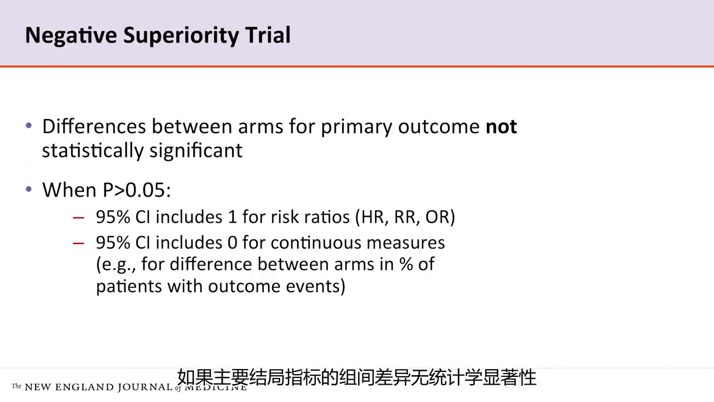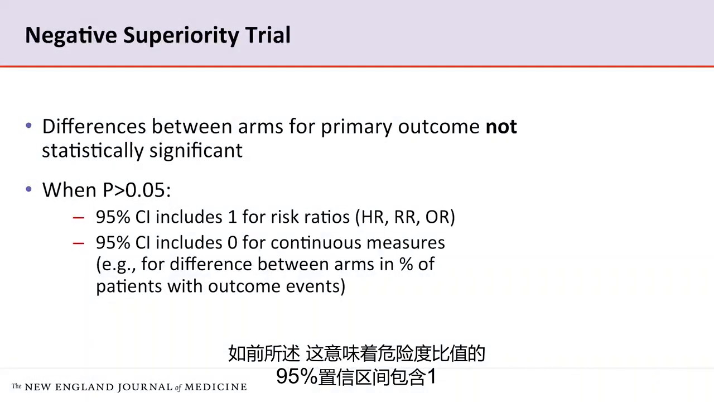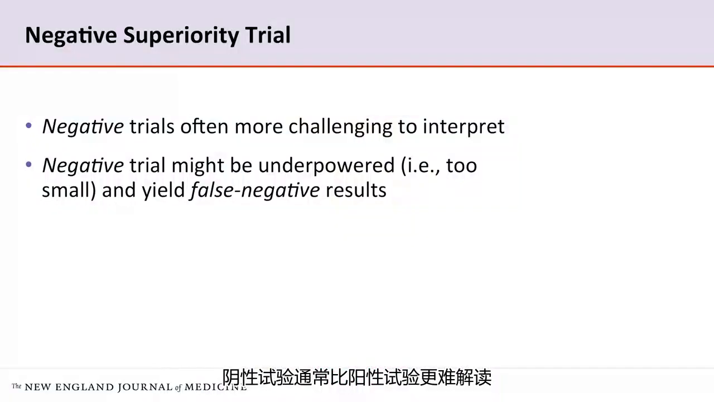The findings of superiority trials are considered negative when the differences between the arms for the primary outcome measure are not statistically significant, which is typically defined as a p-value of greater than 0.05. As already noted, this means that the 95% confidence interval crosses 1 for risk ratios or crosses 0 for continuous measures, such as differences in percentages. Negative trials are often more challenging to interpret than positive trials.